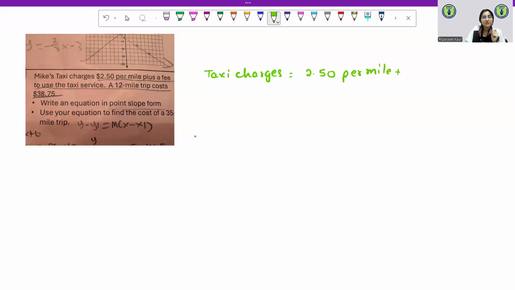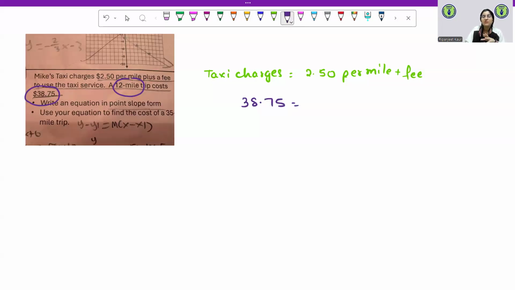Plus a fee to use the taxi service. Plus there is some fee we don't know about. This is what is said in the first line. Then a 12-mile trip costs $38.75. So the taxi charges are this for a 12-mile trip, right?